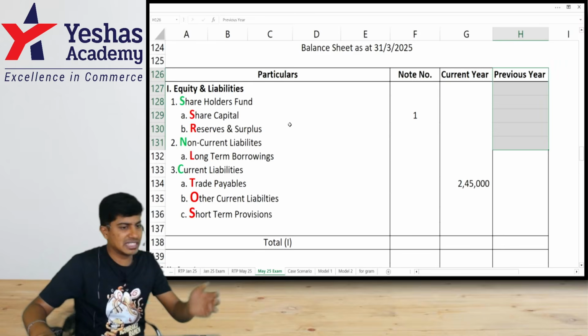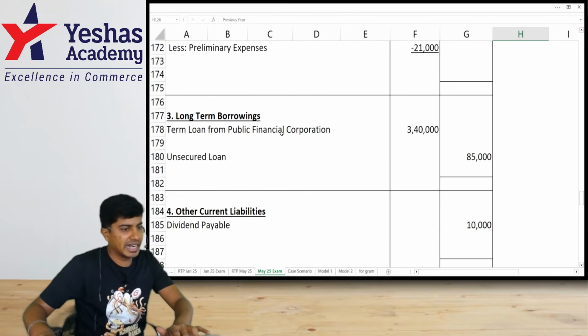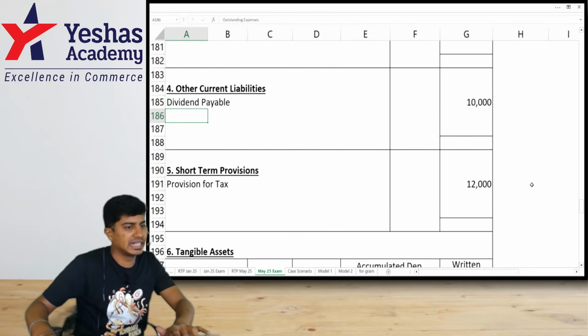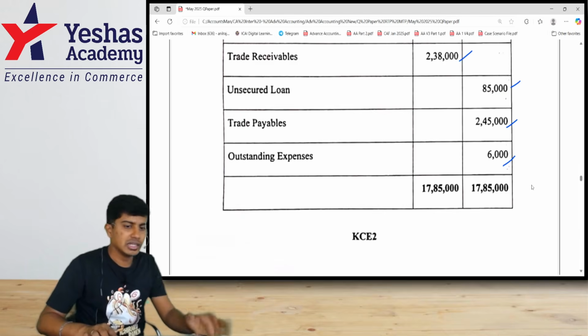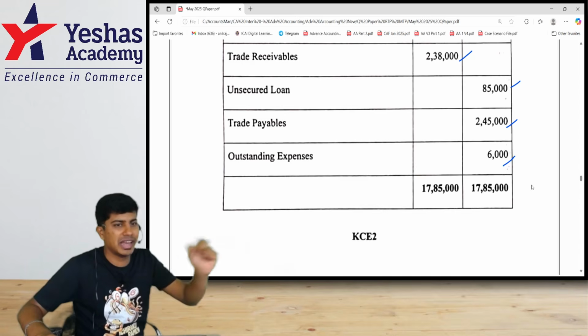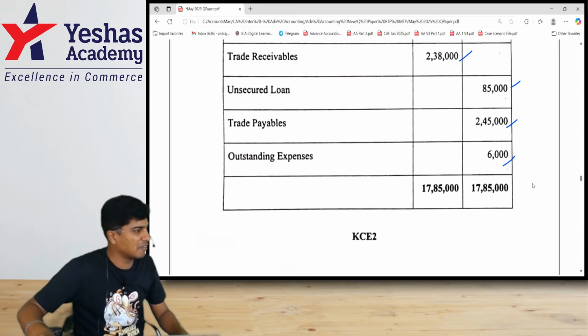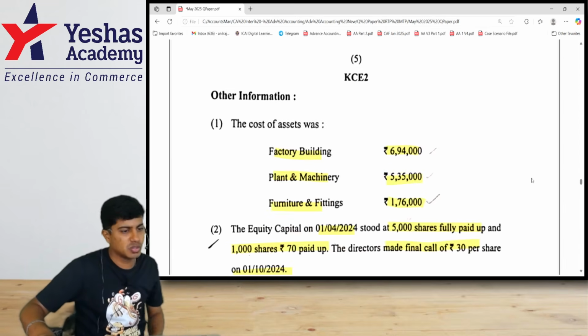Current liability. There are some expenses which they have not paid. Under current liabilities, I've opened one notes to accounts: other current liabilities, outstanding expenses 6,000. Is that all? Yes. Whatever the trial balance looks like, or the hybrid trial balance after P&L is done. Now adjustments, one at a time.